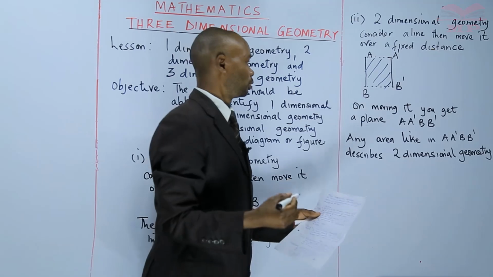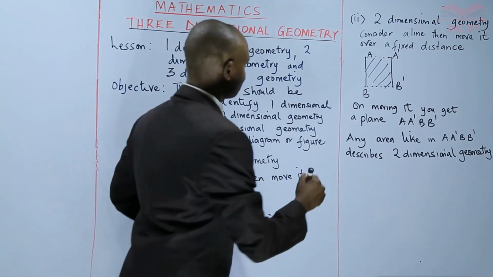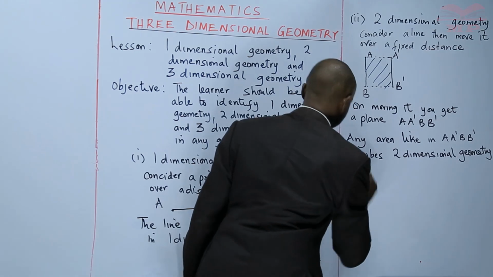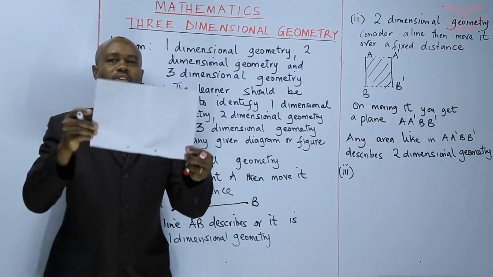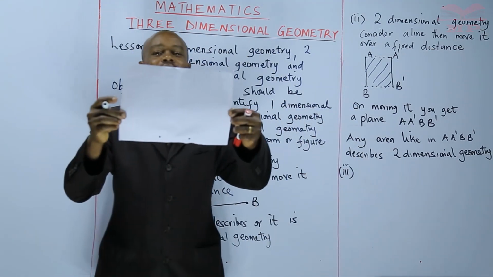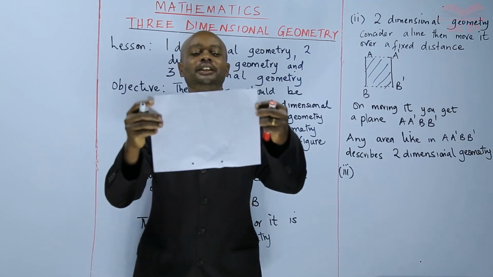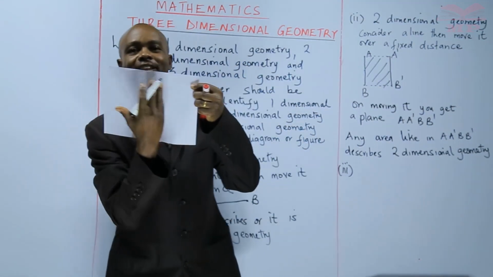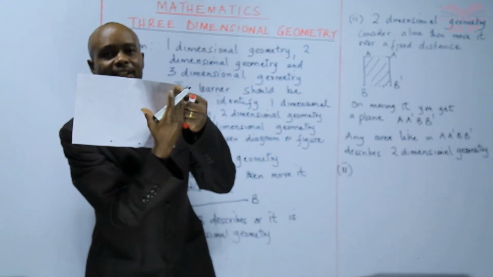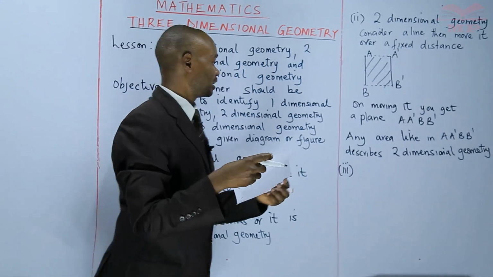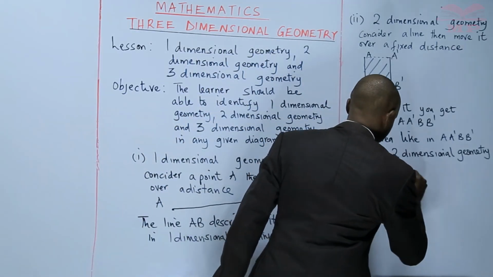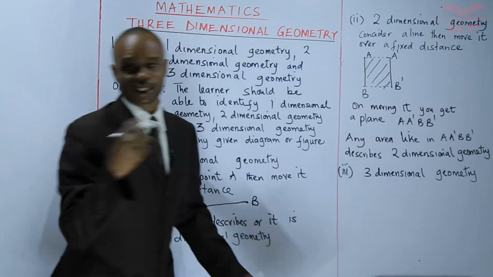That is two-dimensional geometry. The last one, and before you talk of that, in fact, the paper I'm holding describes two-dimensional geometry because it has an area. It is a plane. That is two-dimensional geometry. Three-dimensional geometry. So you realize we are developing that.